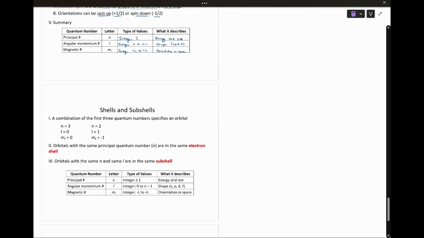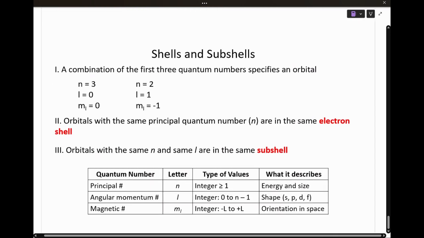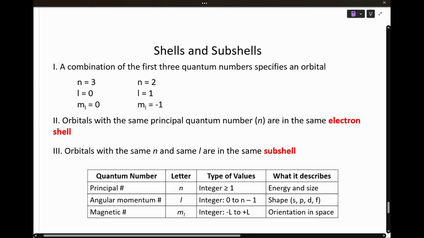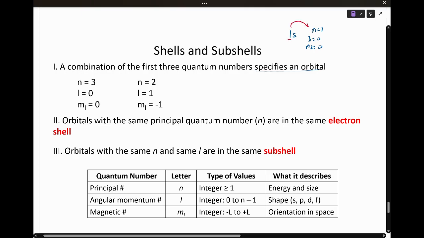The last thing I want to talk about are what are known as shells and subshells. A combination of these first 3 quantum numbers specifies an orbital. We saw that for 1s, that was n equals 1, L equal to 0, M of L equal to 0. When we're looking at this, the first digit corresponds to n, the letter corresponds to L, and the M of L we'll learn about in lecture on Monday.